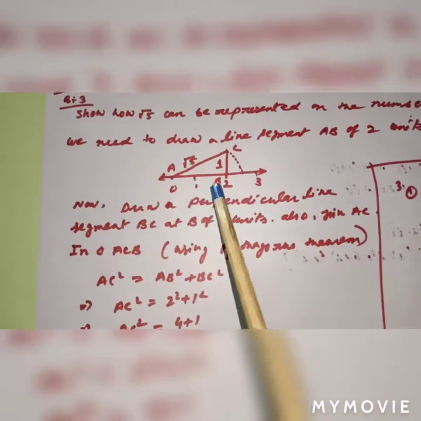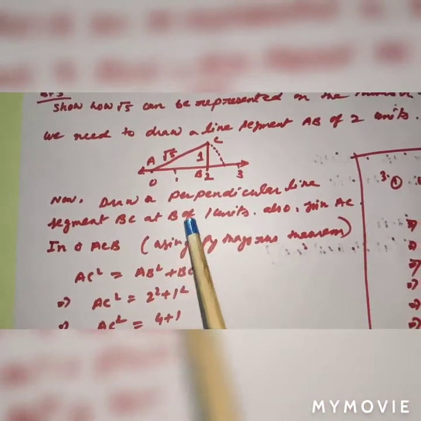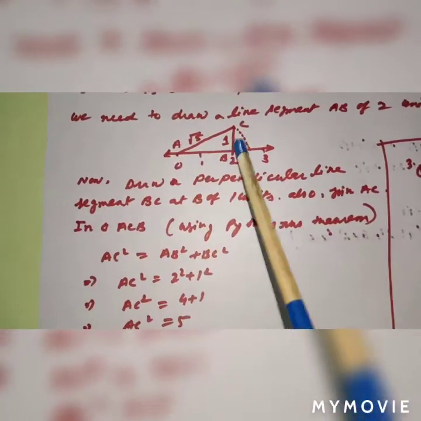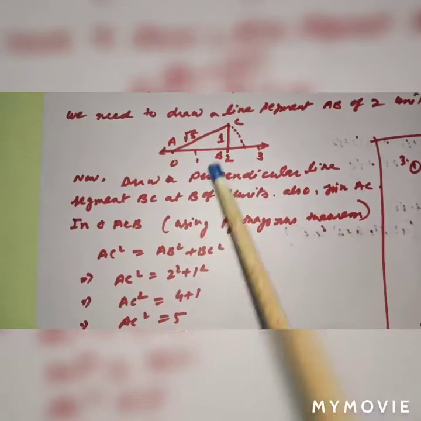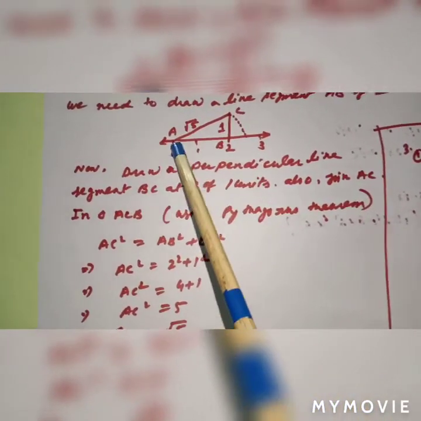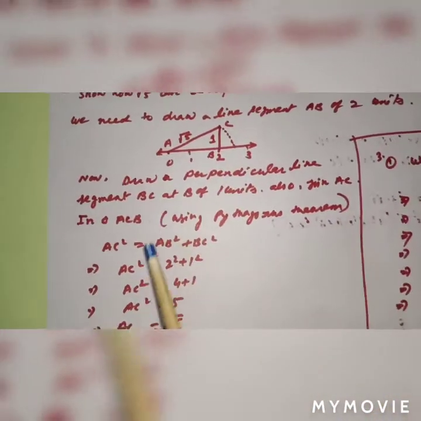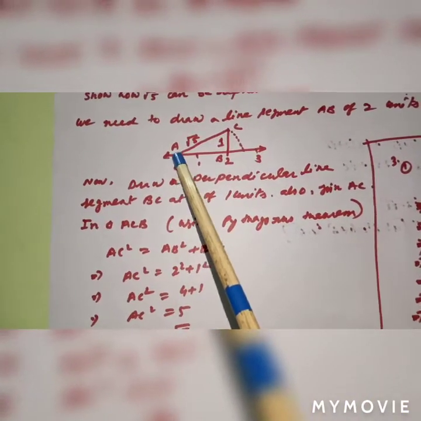Now draw a perpendicular line segment BC at B of 1 unit. Also join AC. So triangle ACB is a right angle triangle. Already I told you that AB is 2 centimeters. If you use the Pythagoras theorem, the hypotenuse is OC, because it is opposite the 90 degrees. Sorry, not OC, the hypotenuse is AC.